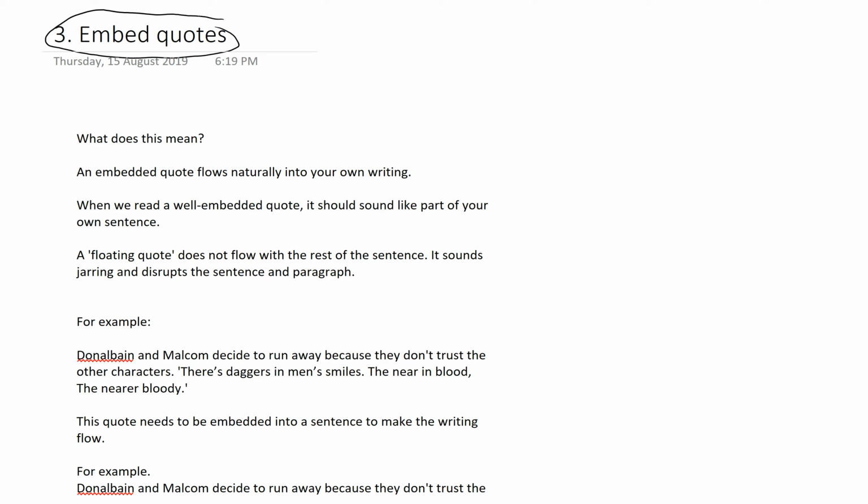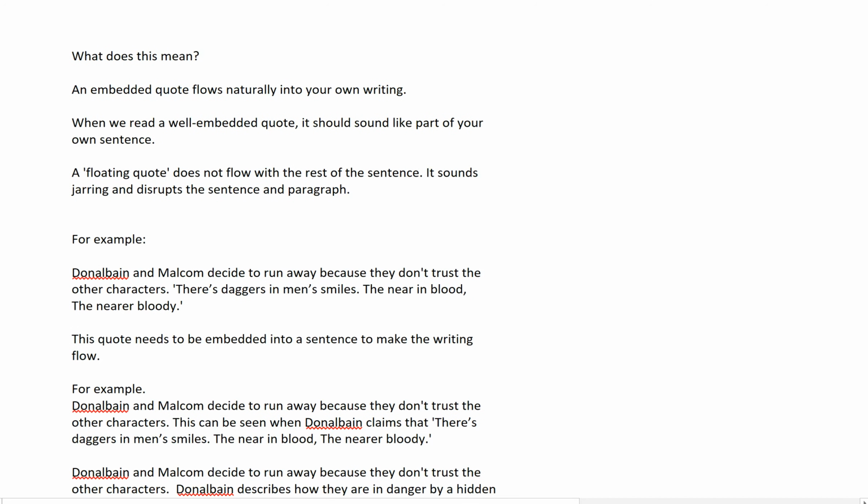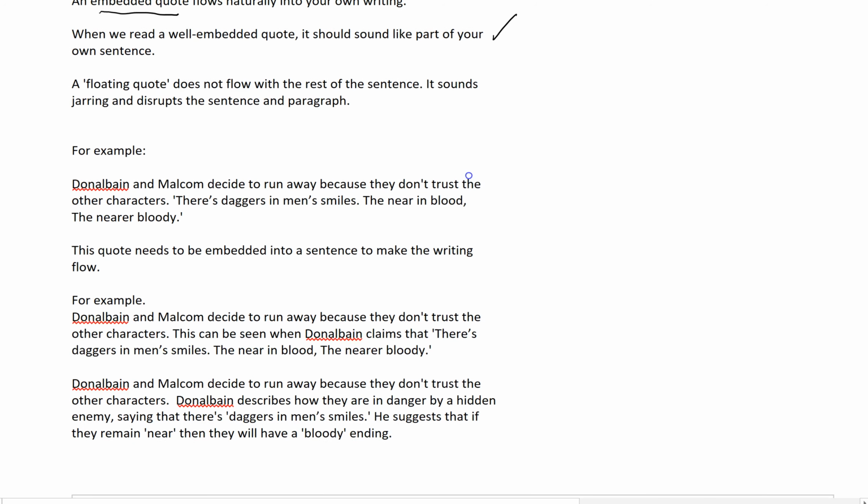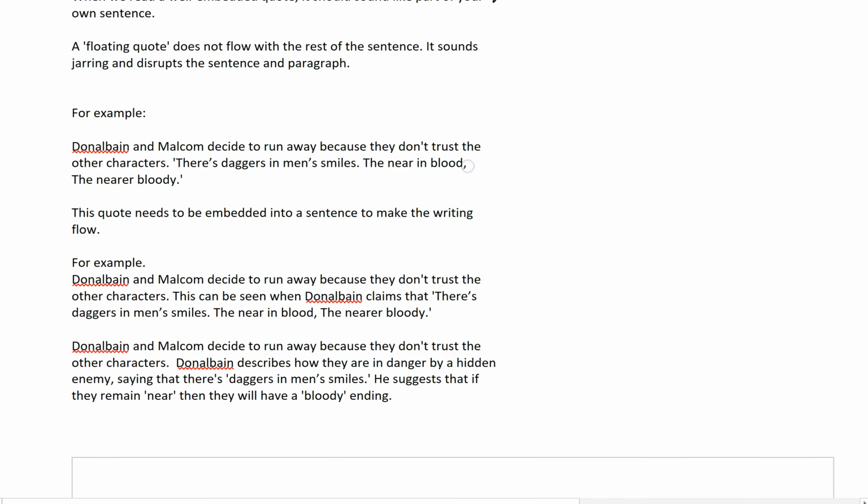Well, an embedded quote flows naturally in your writing. It should just sound like part of your own sentence. And a floating quote, sometimes called a dangling quote, jumps, it disrupts the paragraph, it disrupts the writing. And usually it's because as a reader, we don't know who is saying it. So I'll give you an example.